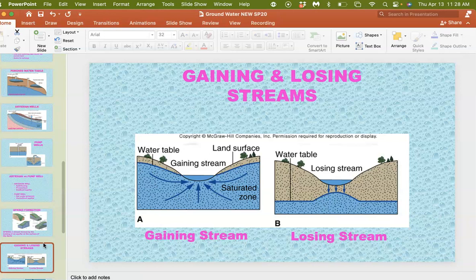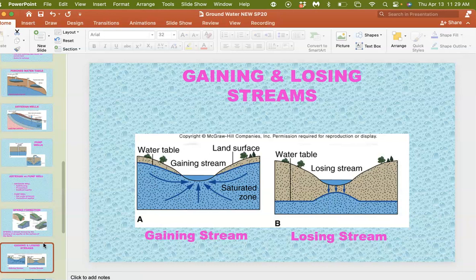We haven't talked about streams in here yet. We will. There are, above and beyond everything you're going to learn, two things that we talk about with groundwater, and that is a gaining stream or a losing stream. And what it's all about is whether or not that stream is in contact with the water table, whether it's in contact with the groundwater.